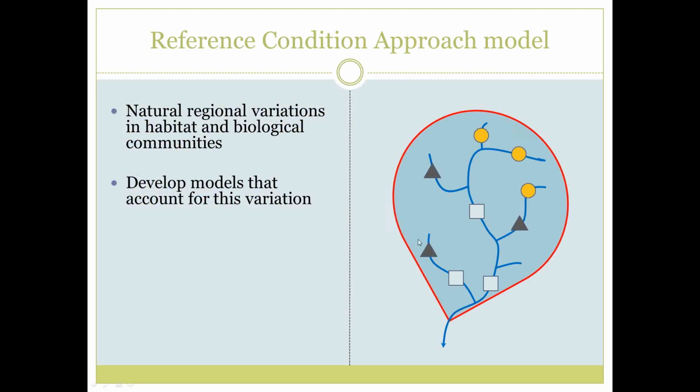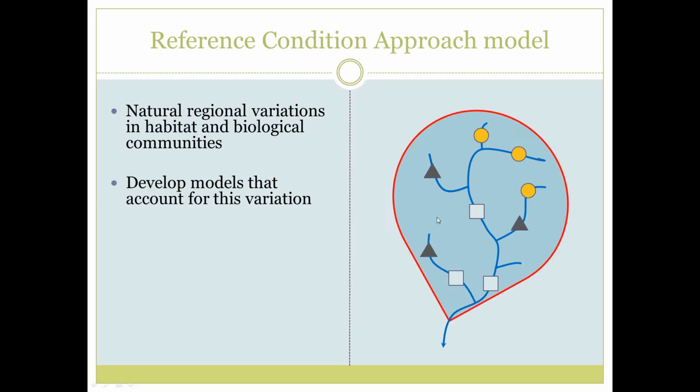So just to introduce the reference condition approach model. We have our watershed here, and we have our stream network. Within a watershed, there will be natural regional variations that are driving the patterns in the communities that we see there. But there are also natural local variations within that watershed that are going to be driving differences in both the habitat and the biological communities. So if we took samples at these 9 different locations within the watershed, we would expect there to be some similarity between some samples, but also differences between other points in the watershed.